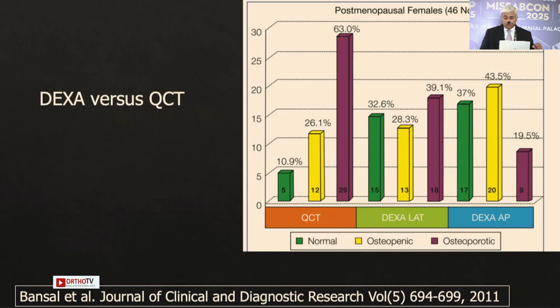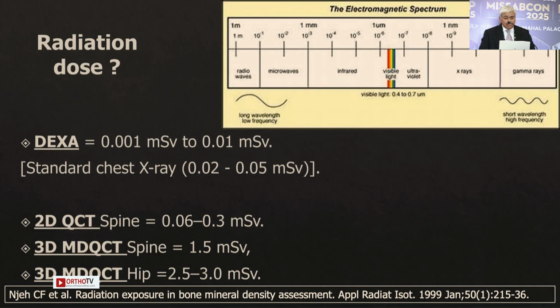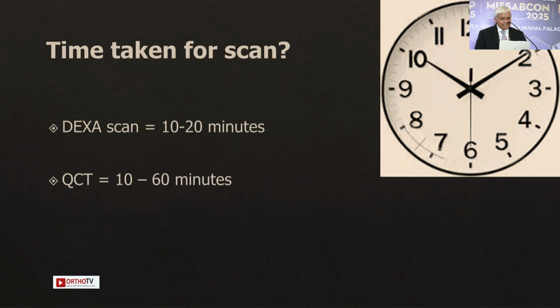Comparing QCT, and DEXA AP and lateral, the QCT will identify more people with normal bone density as compared to the DEXA. So QCT is definitely more accurate. Radiation dose: the radiation dose in DEXA is very low. It is less than a standard chest X-ray, whereas the radiation dose in QCT is slightly higher. So we need to remember that we're going to take scans at repetitive intervals. Time taken for a scan is much lower in a DEXA scan, 10 to 20 minutes, versus maybe longer in a QCT.